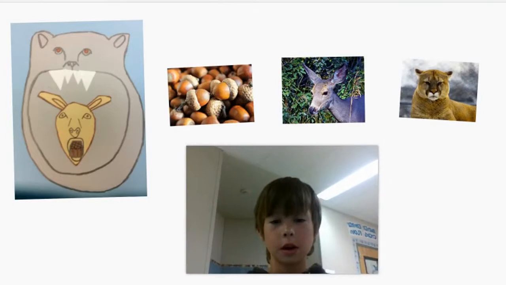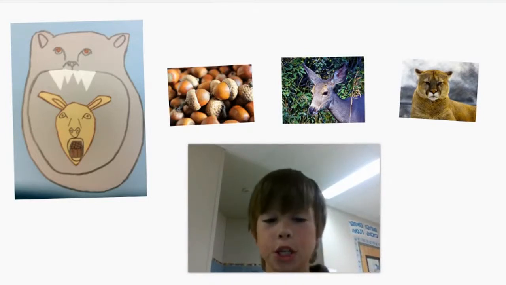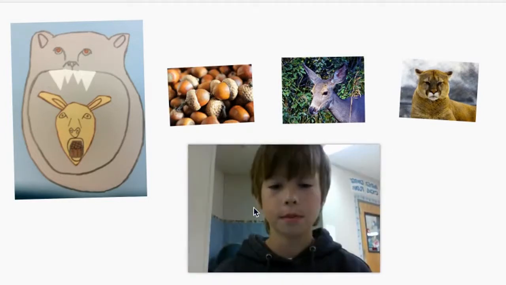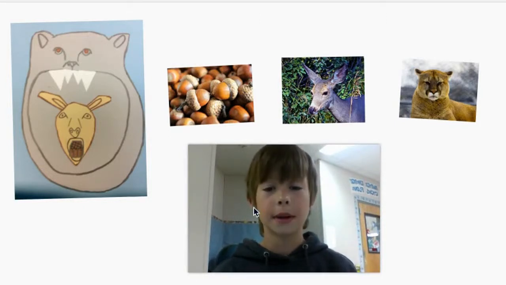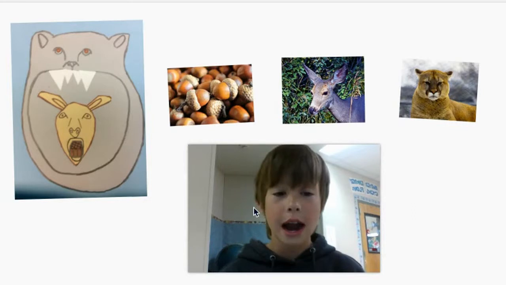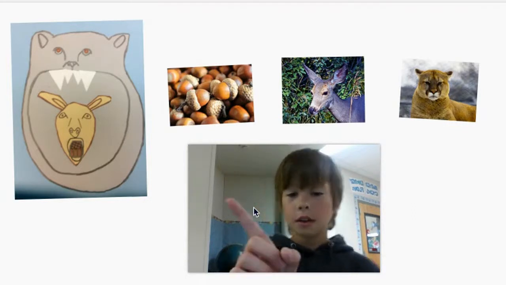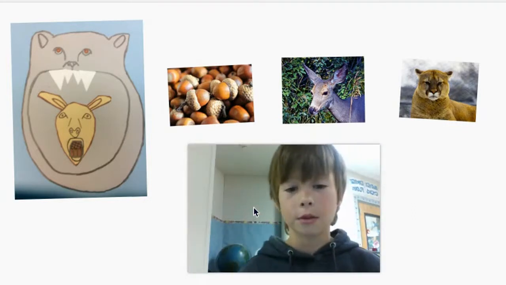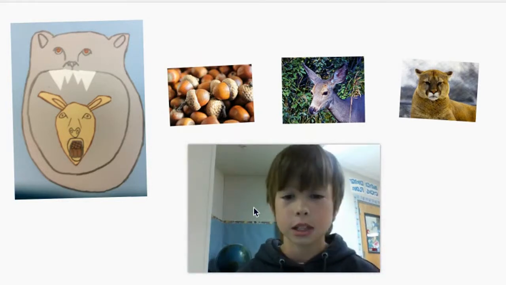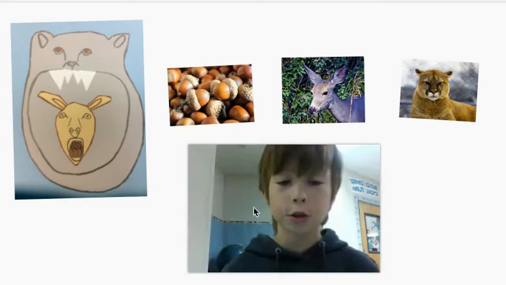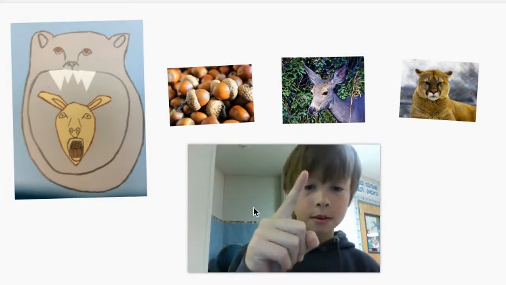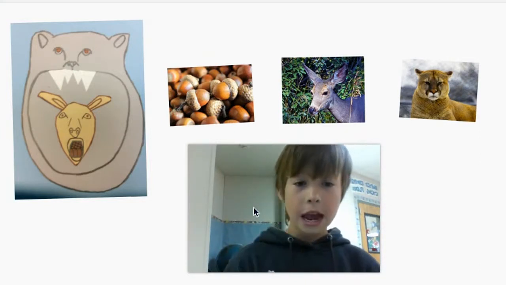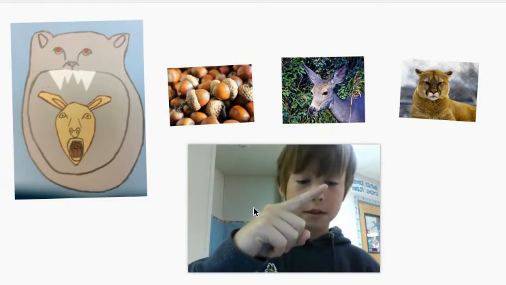My name is Matthew, and today I will be doing the food chain for Bryce Canyon. I picked three animals: the acorn, the mule deer, and the mountain lion. Right here is my food chain art that I did in class. The food chain first starts off with the acorn, which is right here, gets eaten by the mule deer, and the mule deer gets eaten by the mountain lion.